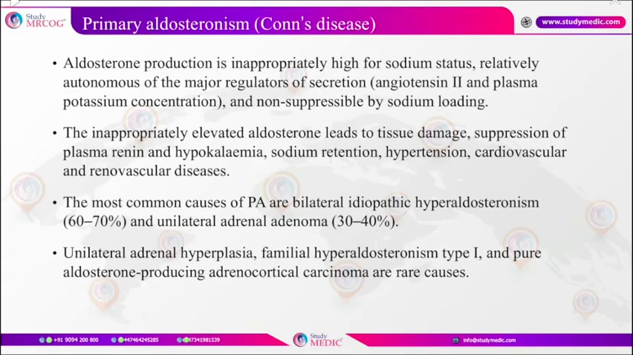The inappropriately elevated aldosterone leads to tissue damage, suppression of plasma renin and hypokalemia, sodium retention, hypertension, and cardiovascular and renovascular diseases. The most common causes of primary aldosteronism are bilateral idiopathic hyperaldosteronism, which accounts for 16 to 70%, and unilateral adrenal adenoma, which accounts for 30 to 40%. Unilateral adrenal hyperplasia, familial hyperaldosteronism type 1 and pure aldosterone producing adrenocortical carcinoma are the rarest causes seen so far.